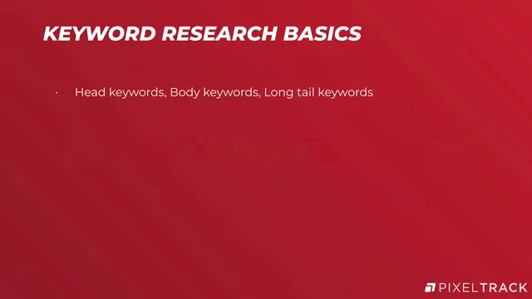The phrase itself has 3 to 4 words in them. So that becomes a long tail keyword. So head keywords, body keywords, and long tail keywords. Now, what happens is that usually head keywords have a lot of search volume, body keywords are slightly lesser, and long tail keywords have lesser search volume.